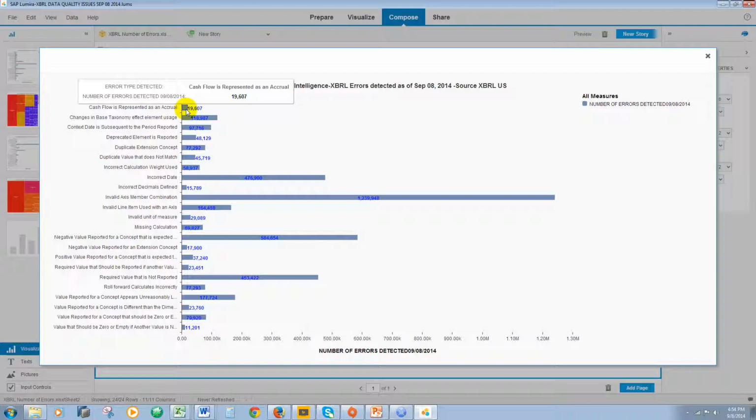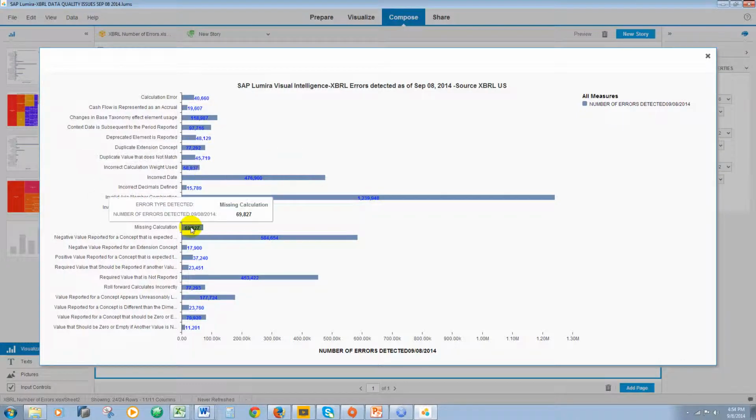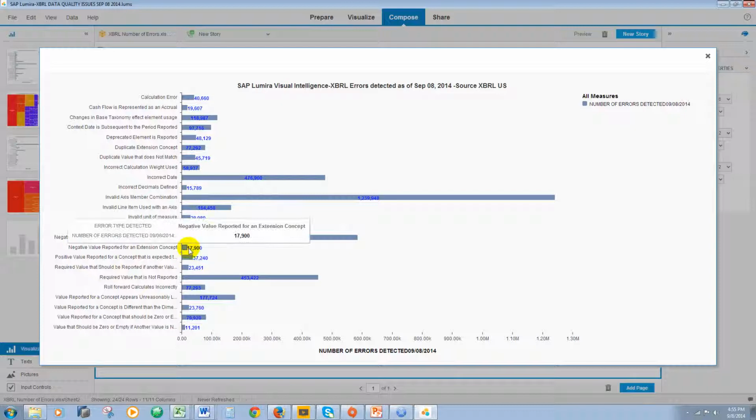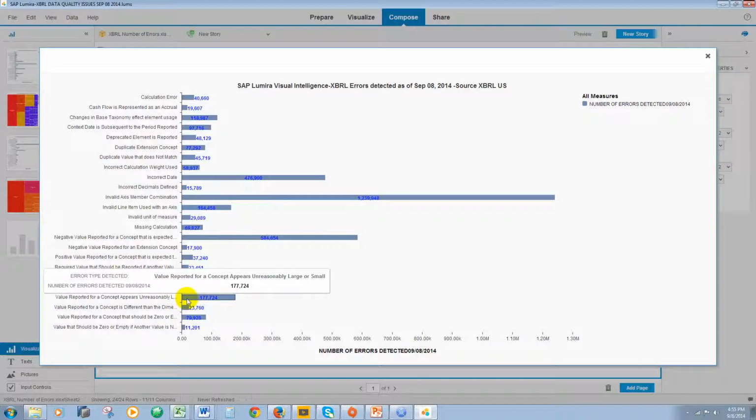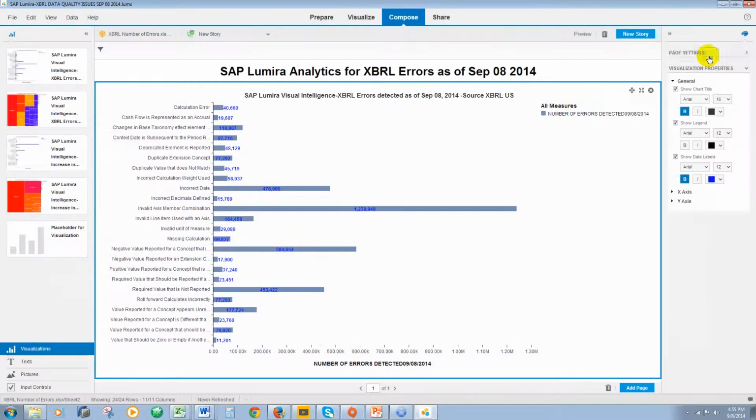And so these are some of the major errors. We have seen these 4 skyscrapers before. Then incorrect calculation weight used, which is 58,937. Missing calculation, 69,827. So these are some of the major errors over here. Then we see value reported for a concept appears unreasonably large or small, that's 177,724. So these are some of the major errors.